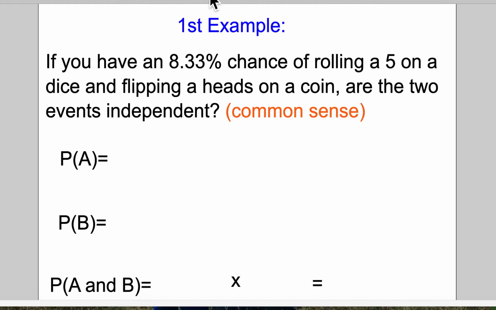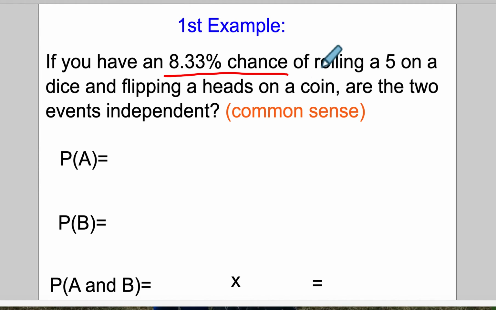Another example, just phrased a little differently. I'm telling you in this example that you have an 8.33% chance of rolling a 5 on a dice and then flipping heads on a coin. I'm giving you the probability that both happened. Are these two events independent?